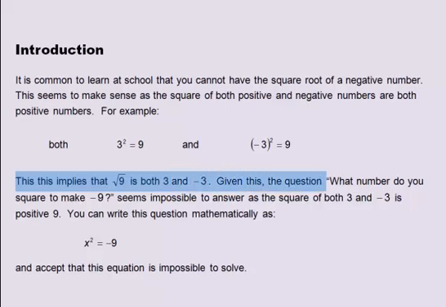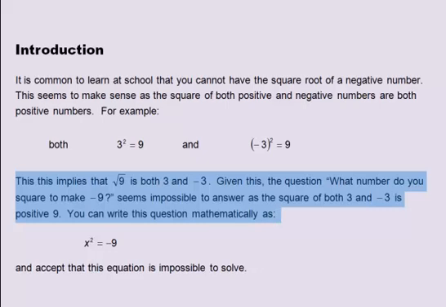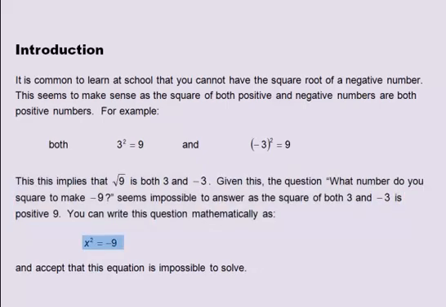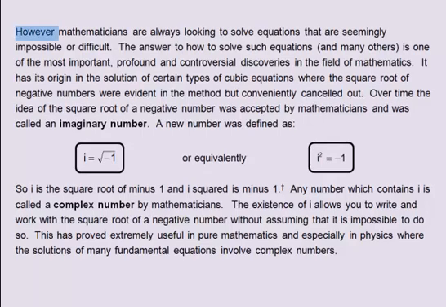Given this, the question, what number do you square to make minus 9, seems impossible to answer, as the square of both 3 and minus 3 is positive 9. You can write this question mathematically as x squared equals minus 9, and accept that this equation is impossible to solve. However, mathematicians are always looking to solve equations that are seemingly impossible or difficult.